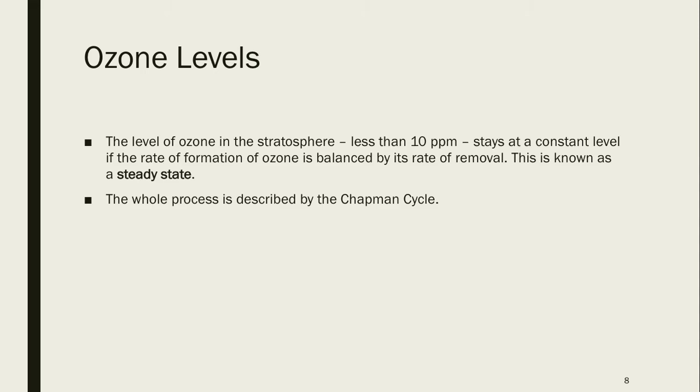Now, when it comes to ozone levels, and specifically we're talking about the stratosphere, which is a small amount, less than 10 parts per million, this stays at a constant level if the rate of formation of ozone is balanced by its rate of removal. This is known as a steady state. So we don't want the ozone to constantly be increasing from before. We want to keep it at a steady state, or it's not changing that much. This whole process is described by the Chapman cycle, which I'm about to show you on the next slide.